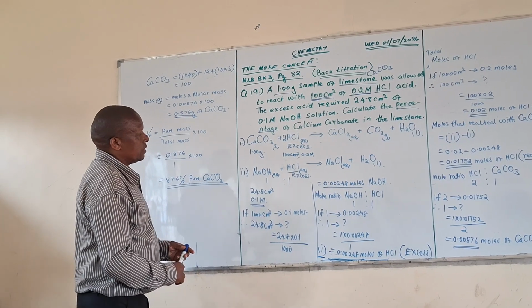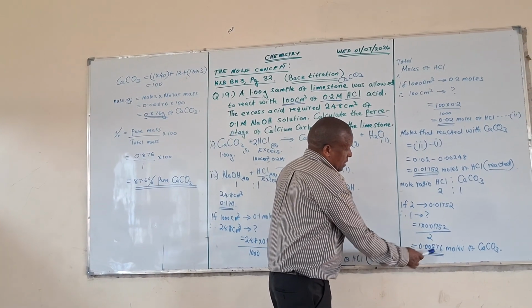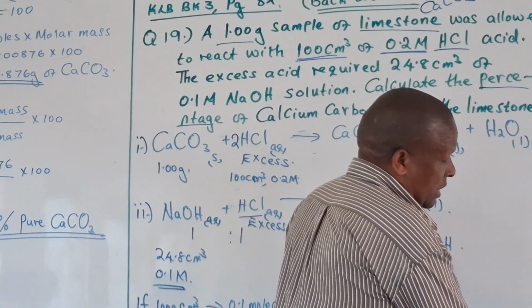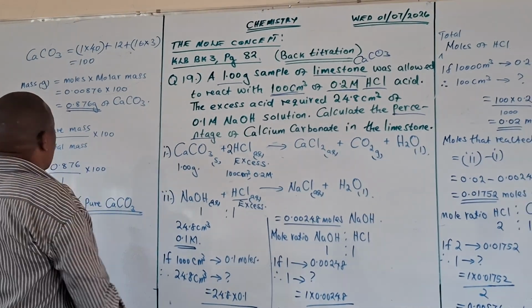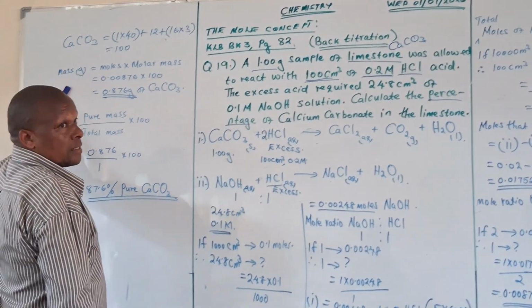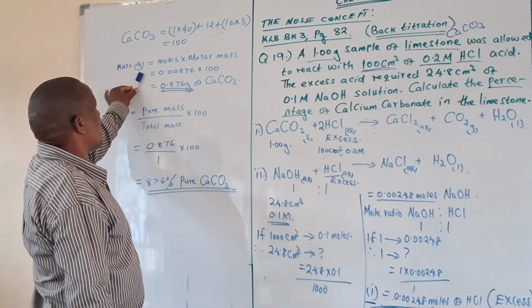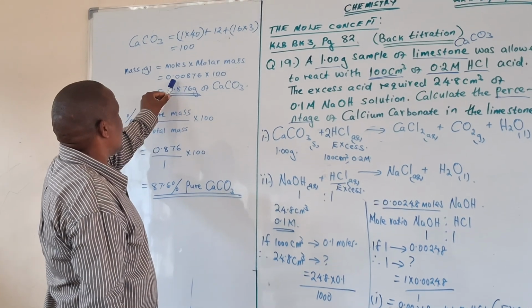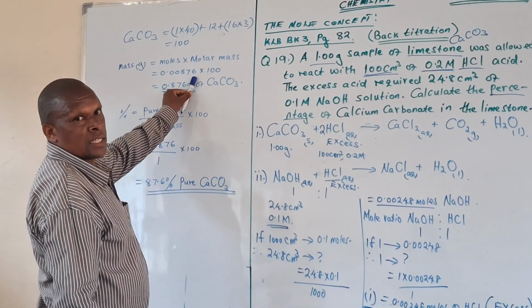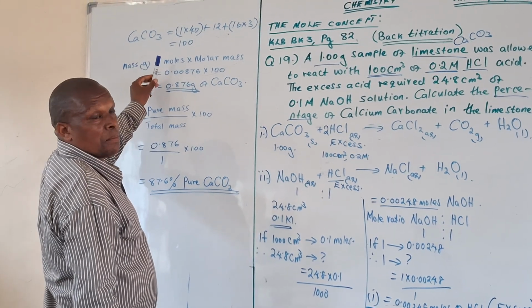We are proceeding. We have already got that the number of moles of calcium carbonate are 0.00876 moles. Now, we want to convert those moles into mass. To get the mass, we use this formula. Mass in grams is equal to moles times molar mass. Now, the moles are 0.00876, and the molar mass is obtained from the formula of calcium carbonate.